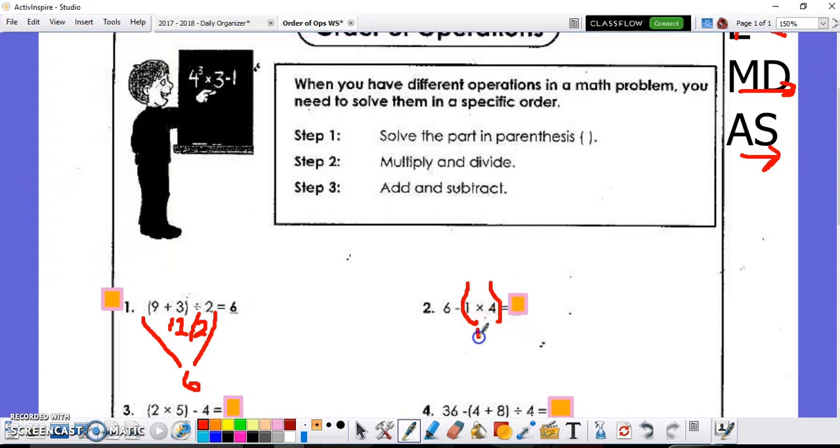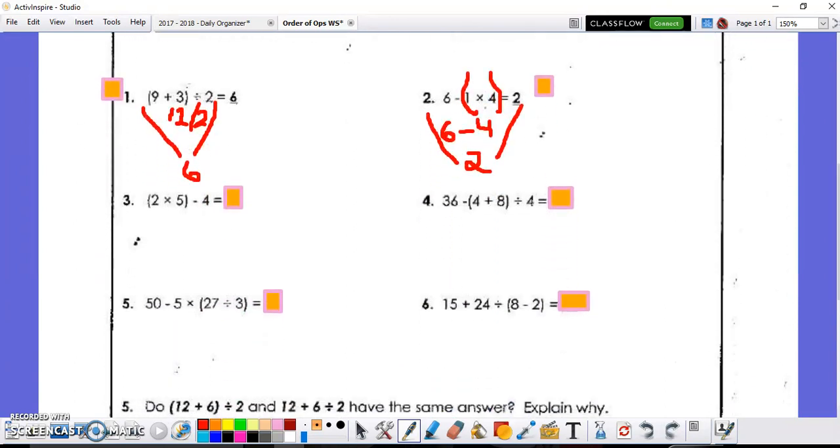So I'm doing 1 times 4, which gets me 4. And then I'm dropping down the 6, which gives me 6 minus 4. My answer will be 2. Once again, if you're following the upside down pyramid, you funnel your way down to the answer. As long as you can follow the order of operations, then you're in good shape.